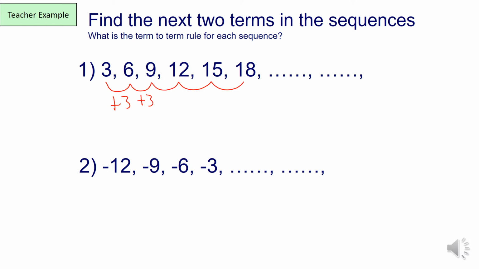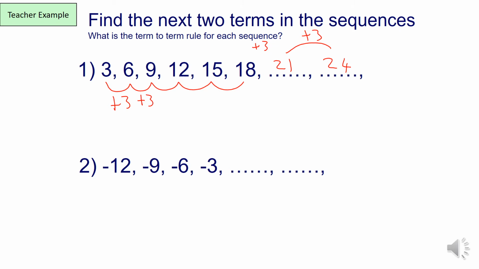So to find the next two terms of this sequence, all we need to do is follow the pattern and add 3. So 18 adds 3, which gives me 21, and then again I will need to add 3, which will give me 24. So the next two numbers in this sequence are 21 and 24.